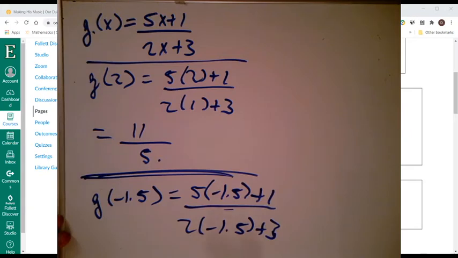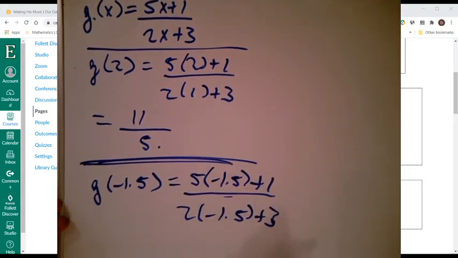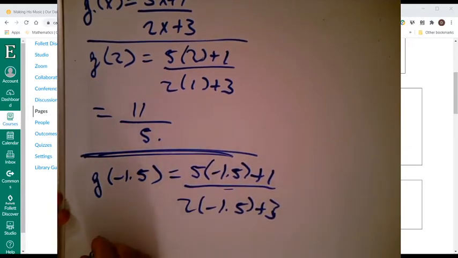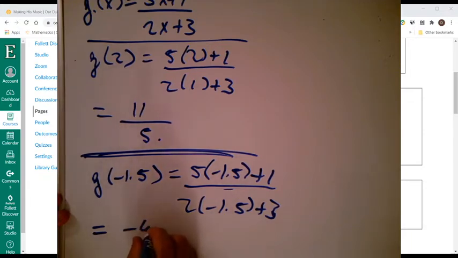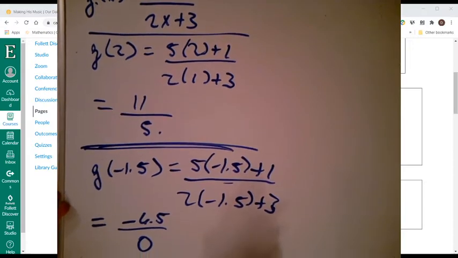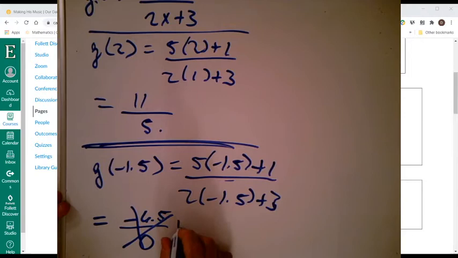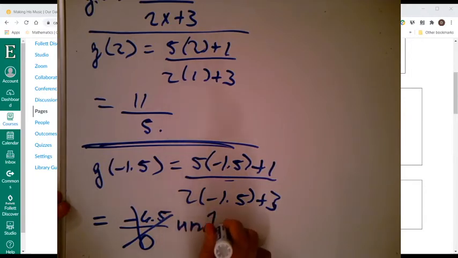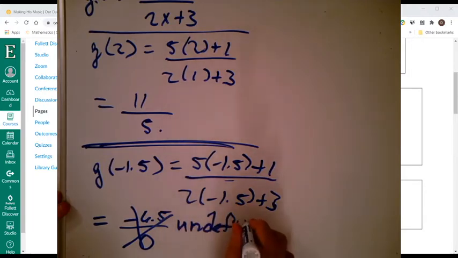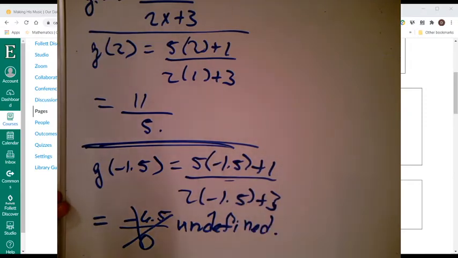Now again, no one's going to be happy with us if we leave it that way. So what I'm going to do is move this just a little bit up, and I'm going to write equals. On the top, I'm going to get minus 7.5 plus 1, so that's minus 6.5. On the bottom, I get minus 3 plus 3, that's 0. Yeah, that's really bad. That's undefined. And so what we're going to say is that this function value is undefined. And just write it just like that.